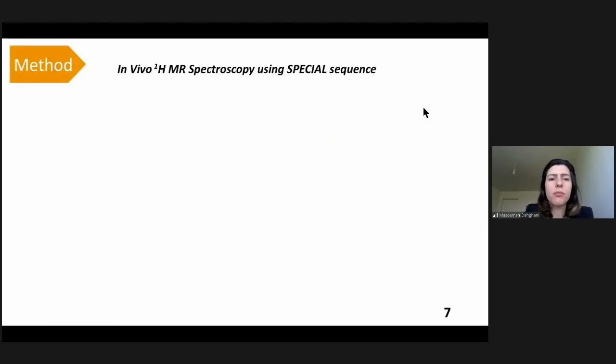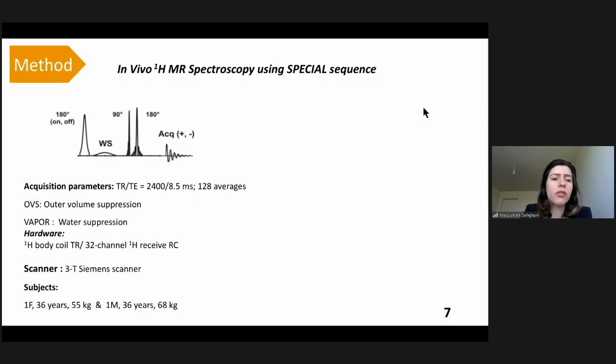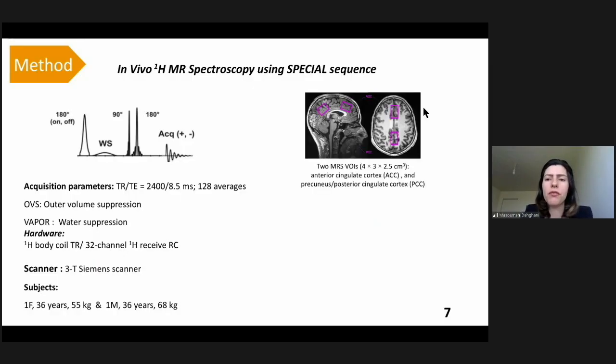For the special sequence, we use a sequence that has been implemented on our 3 Tesla scanner. We use a very short echo time of 8.5 milliseconds, and OVS and VAPOR were used for outer volume suppression and water suppression. Two subjects have been studied, one male and one female.